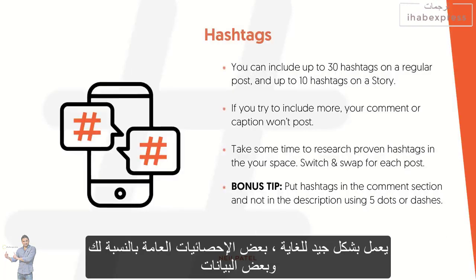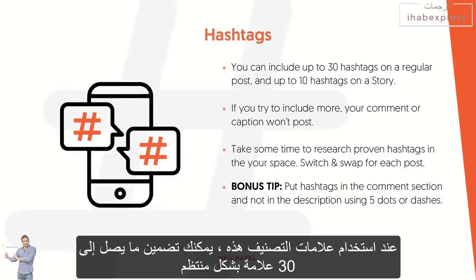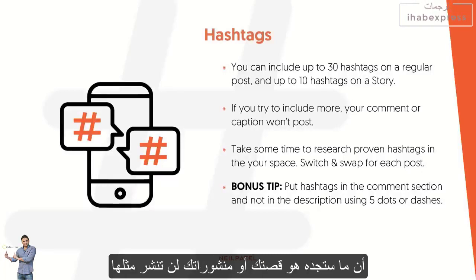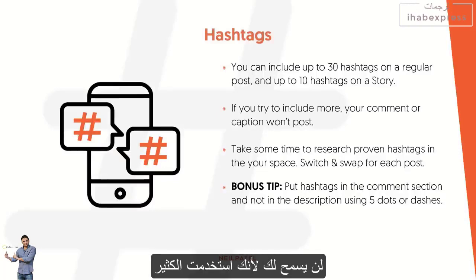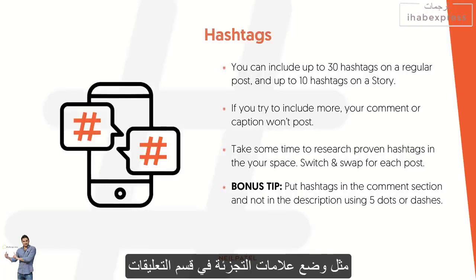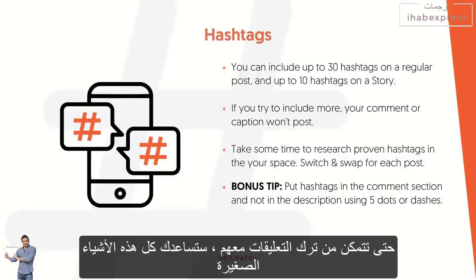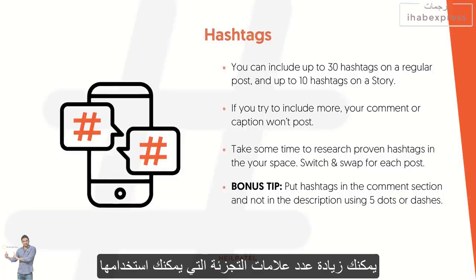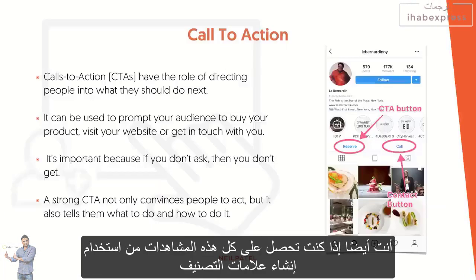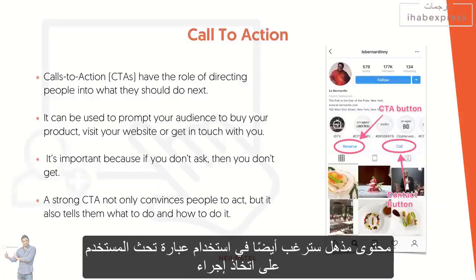Some overview stats and data for you when you're using these hashtags. You can include up to 30 on a regular post and up to 10 on a story. If you try to use more than that, you'll find your story or post won't post. They won't let you because you've used too many. There are other tips to include more, such as putting hashtags in the comment section so you can end up leaving comments with them. All these little things will help you maximize how many hashtags you can put out there so you can get more coverage.